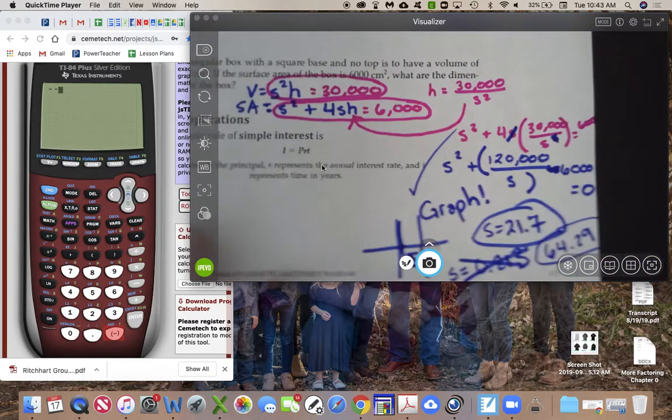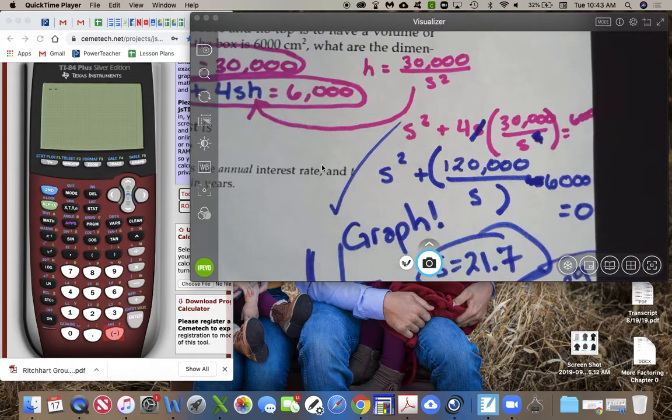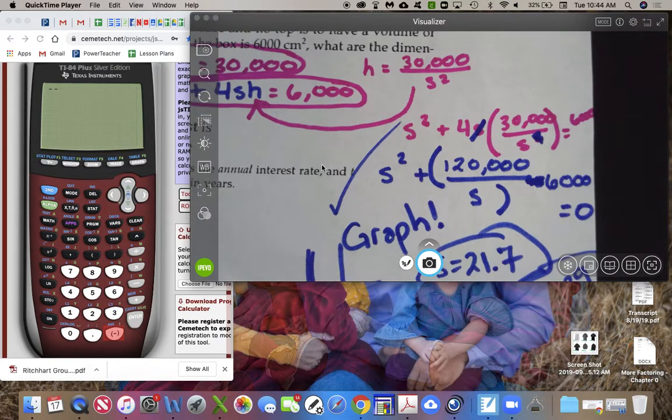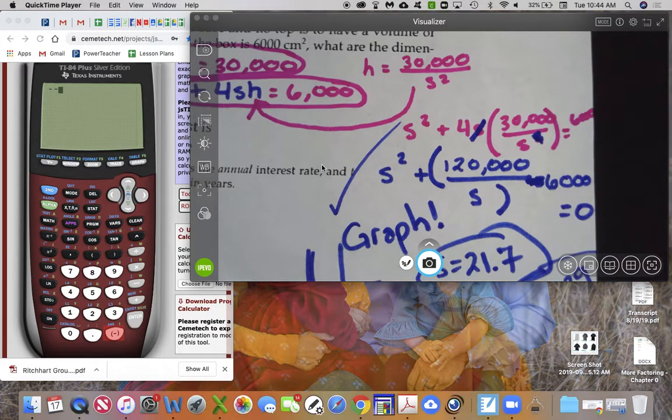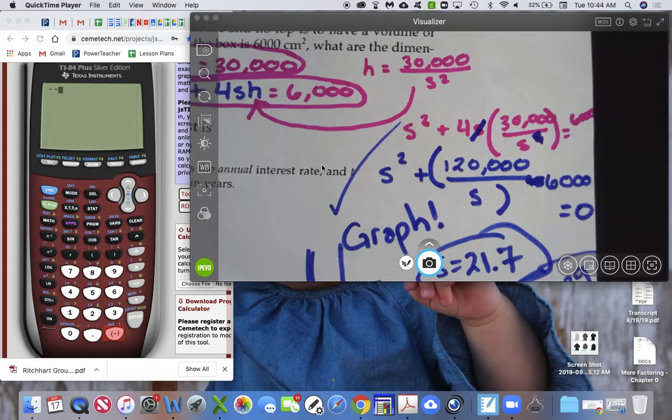Okay, so review back to this guy. We got an answer as soon as we substituted in. We got s squared plus 120,000 over s minus 6,000 equals 0. I don't know how to factor that thing down. It's not even quadratic. I can't factor it. I can't use the quadratic formula. I can't do anything. Why? Because it is a cubic function, and I don't know what to do with cubic functions.